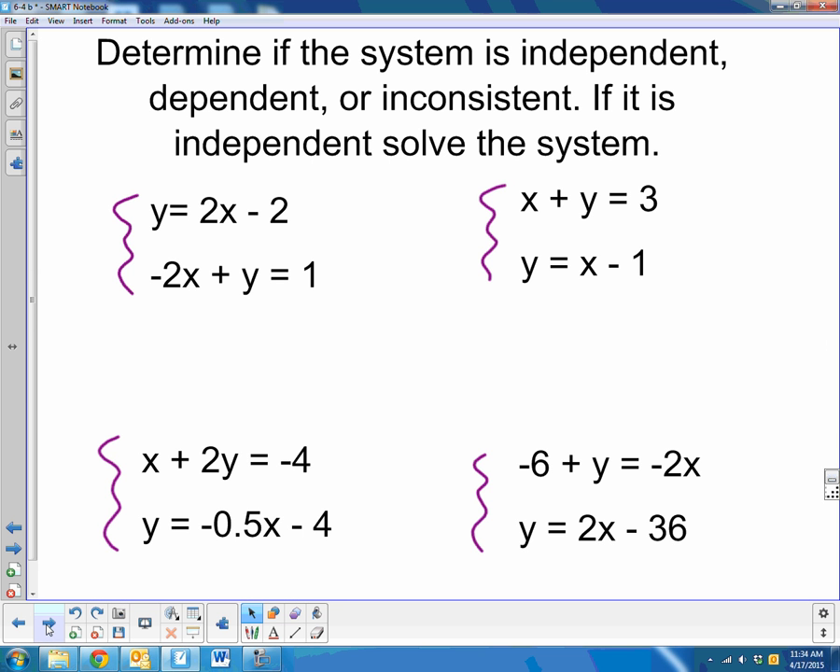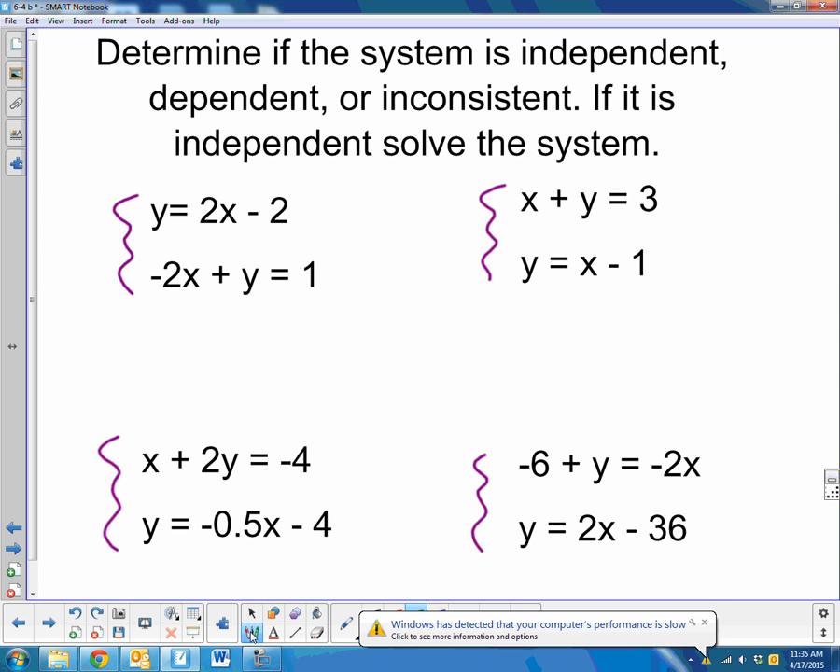What I'd like you to do is take a couple minutes, pause it, and figure out for these four, is it independent, so one solution, dependent, an infinite number of solutions, or inconsistent, no solution at all? If it is independent, if there is an answer, solve for that answer.